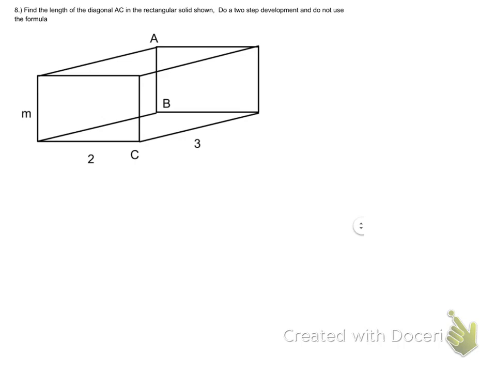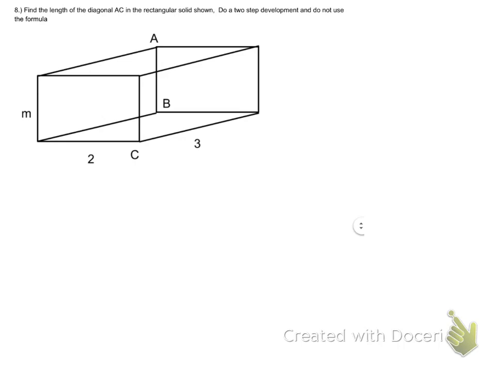Alright guys, this problem. I want you to find the distance from point A to point C on this rectangular solid. It does want you to use the two-step development and not use the formula. Well, guess what? I'm going to change it up. Use the formula first. We just built the formula. Use it so that we know what our end result hopefully should be.